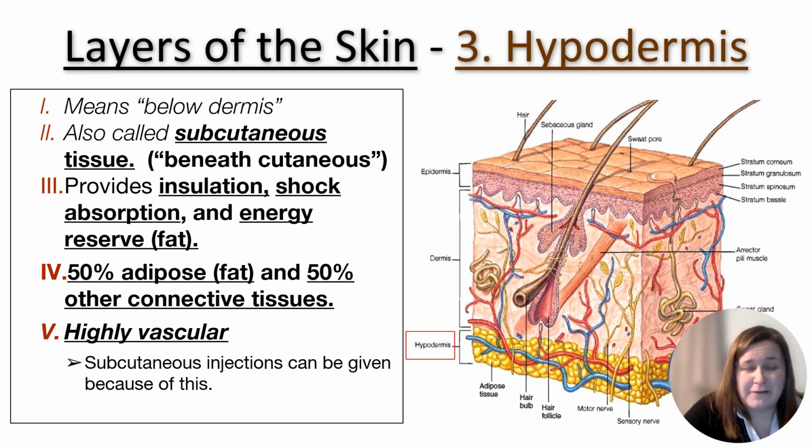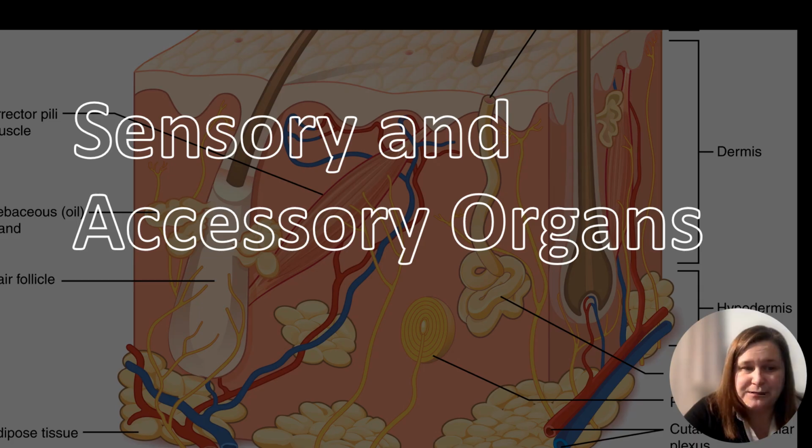It's going to be made up of about 50% adipose or fat and 50% other connective tissues. This layer is highly vascular. You can see all of the arteries and veins running through it. This is why we can give subcutaneous injections. So when we're doing things like insulin and things like that, it's going into this layer.